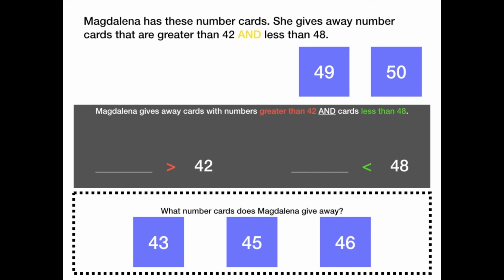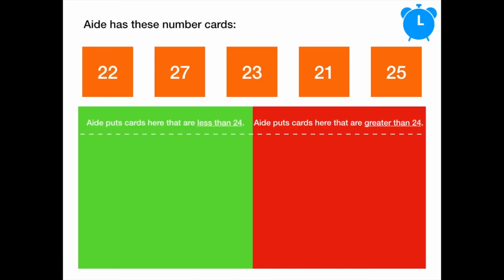These are the cards that Magdalena gives away. They are greater than 42 and less than 48. Did you get them right? Let's try something a little different. Ide has these number cards. On the green side, Ide puts cards that are less than 24. On the red side, she puts cards that are greater than 24. Do you know which cards go on the green and red sides? Use paper and a pencil to try this by yourself. Pause the video before the clock disappears, then press play to check your answers.